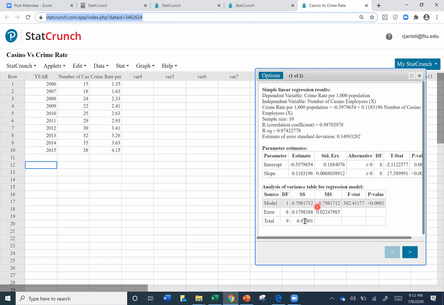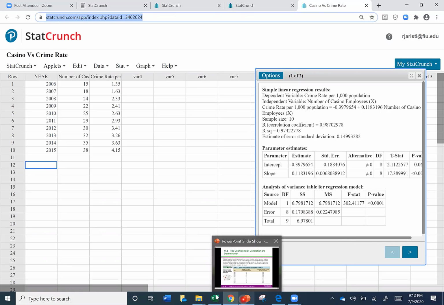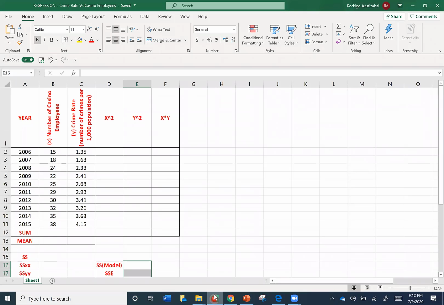And here we have the sums of squares. This is the total sum of squares. This is the sum of the squares of error, and this is the sum of squares of my model. We have everything here. We need to interpret that. Then let's go to Excel, and in Excel, we can send automatically all this information to Excel.